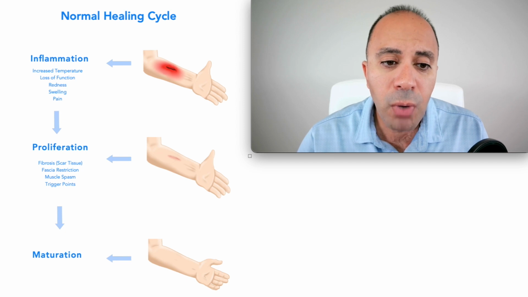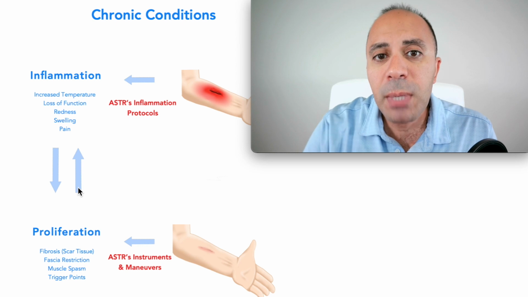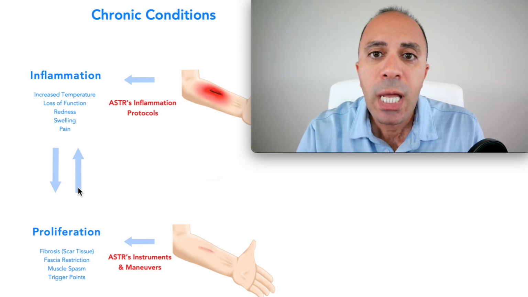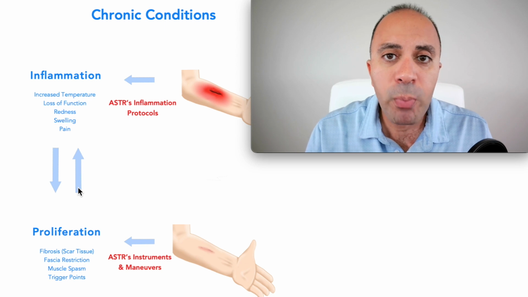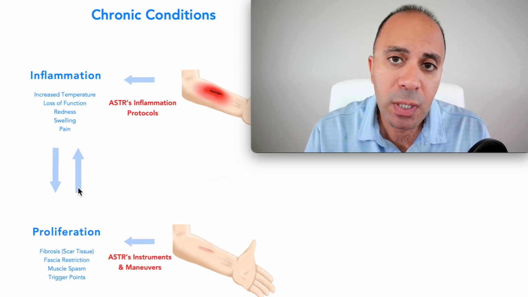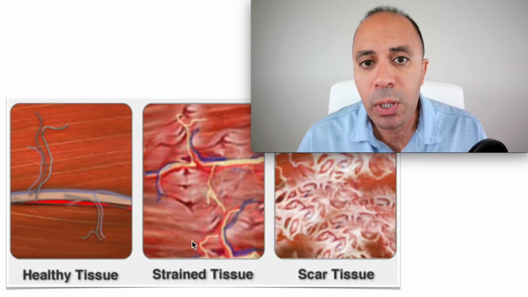If you are in a chronic condition, your body is probably going back and forth between the inflammation and proliferation stages. And in order to really get to the root cause of the elbow pain, we have to break that vicious cycle. So I want to show you in this image what it looks like when you have scar tissue.